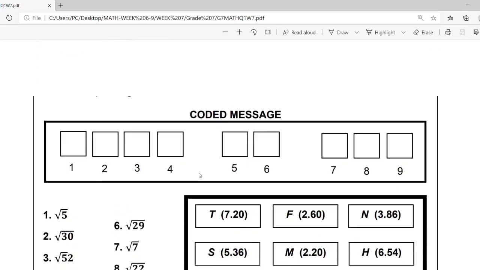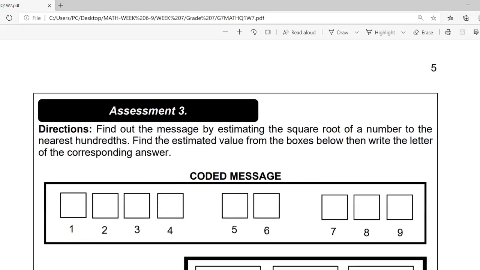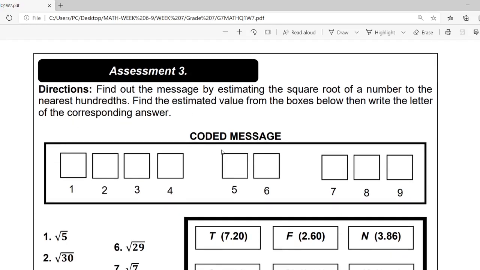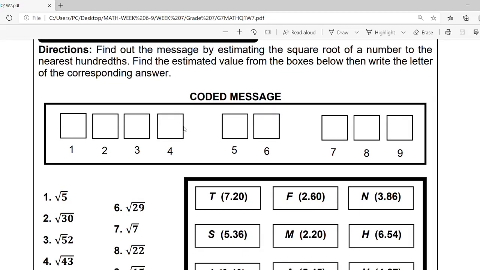So the same process with this one. Assessment 3, you just find out the message by estimating the square root of a number to the nearest hundredths. So find the estimated value from the box below, then write the letter of the corresponding answer. So you have the coded message here.